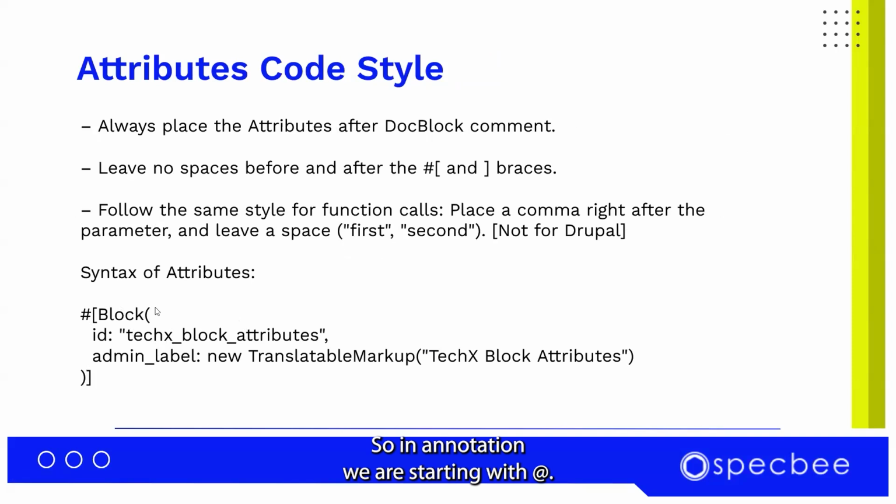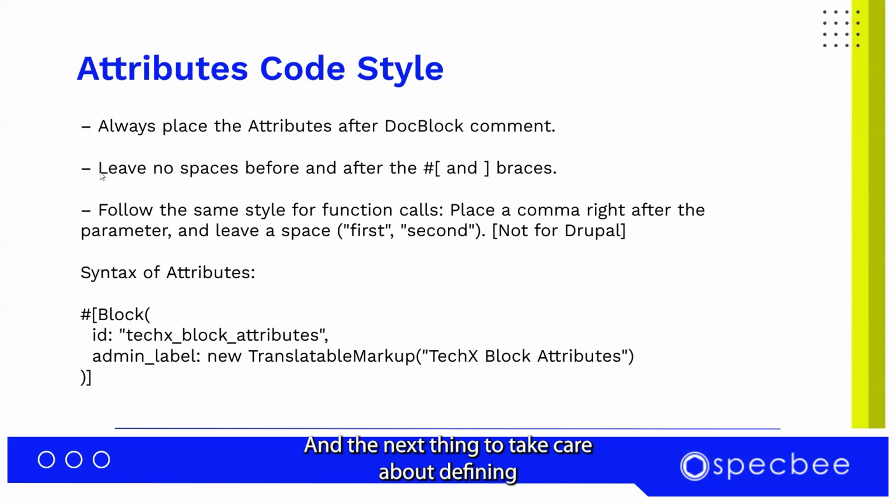In annotation, we are starting with the at-rate symbol, but in the case of attributes, we should use hash with the starting of a square bracket. Okay, so here are a couple of patterns that we need to follow in order to define our attributes. Always place the attributes after the doc block comment. With any PHP class file, we use the doc block comment at the very beginning, so right after that doc block comment, start your attribute definition.